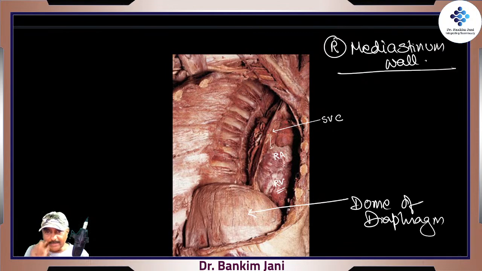Perfect. And just in front of the superior vena cava, you will see the ascending aorta, right? So here it is. This is the ascending aorta. But it will be seen only this much, because then it will be taking a turn and going on the opposite side, right?